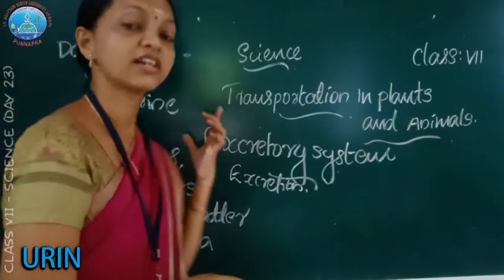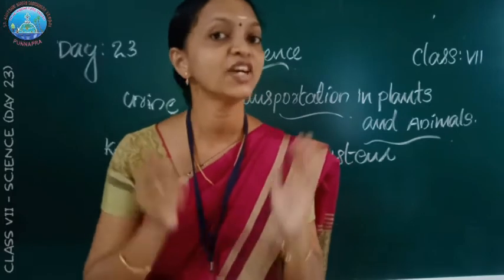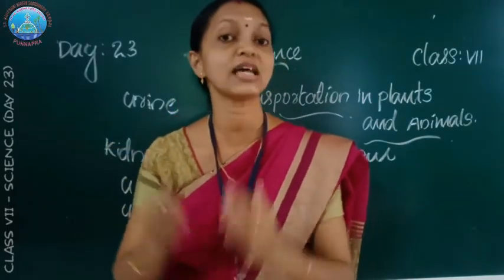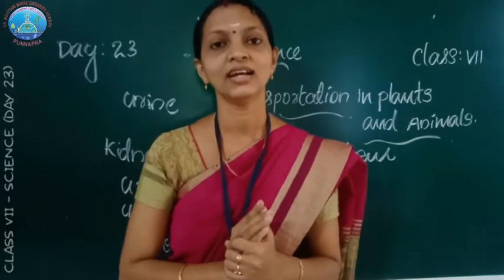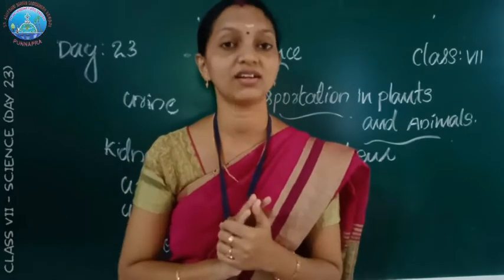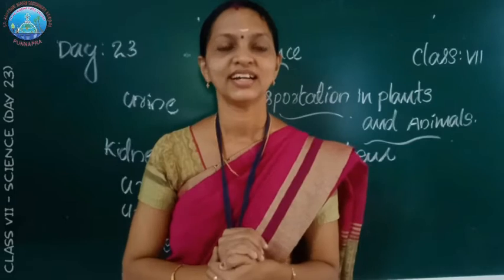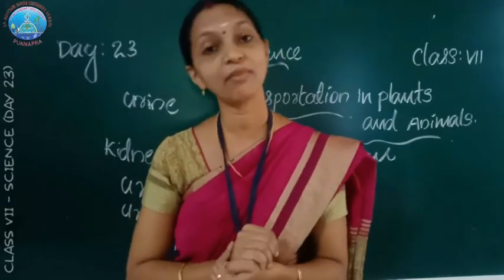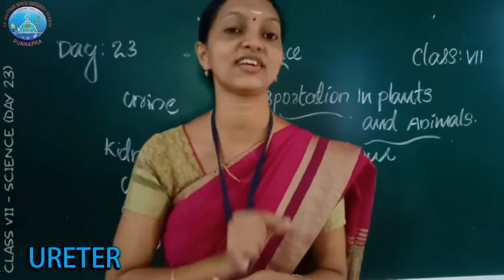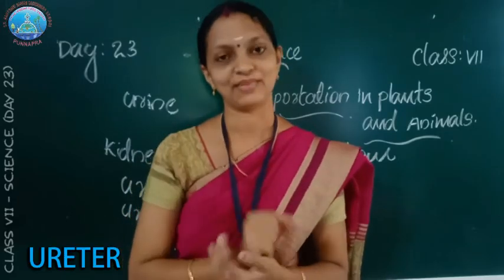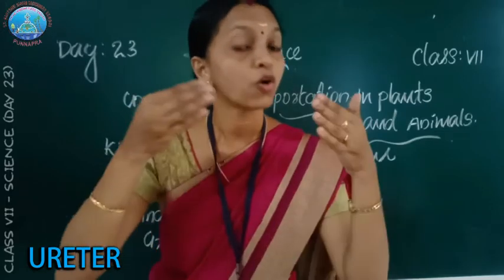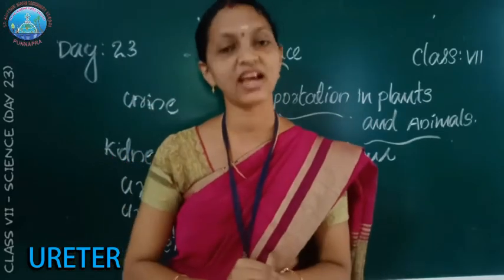When the blood reaches the kidneys, it contains useful and harmful substances. The useful substances are absorbed back into the blood and the waste is dissolved in water, that is urine. From the kidneys, the urine goes into the urinary bladder through the tube-like structure called the ureter.